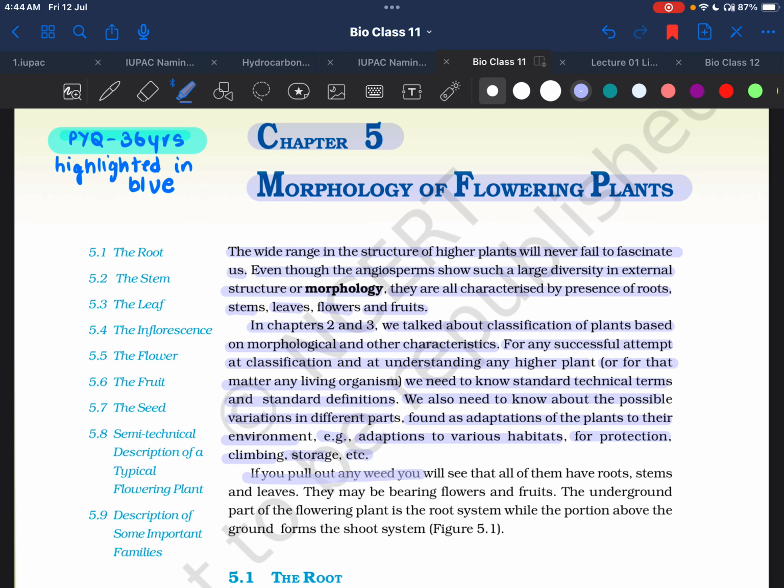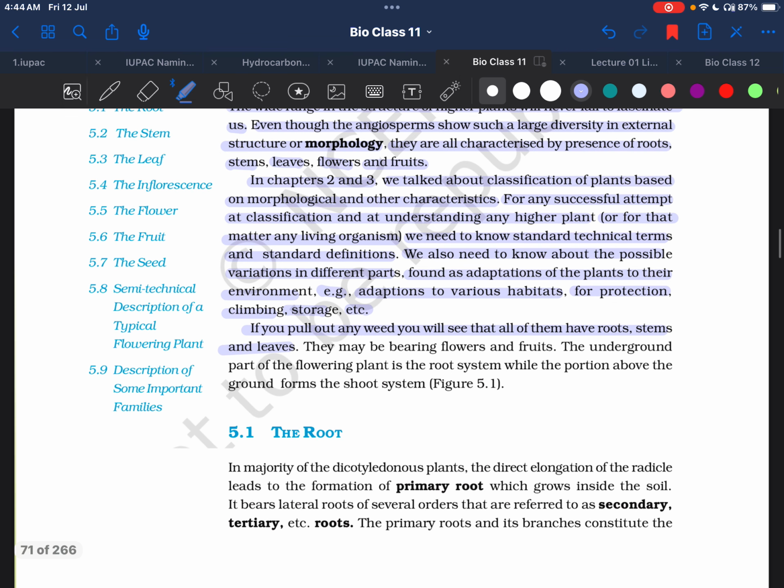If you pull out any weed, you will see that all of them have roots, stems, and leaves. They may be bearing flowers and fruits. The underground part of a flowering plant is the root system, while the portion above the ground forms the shoot system.